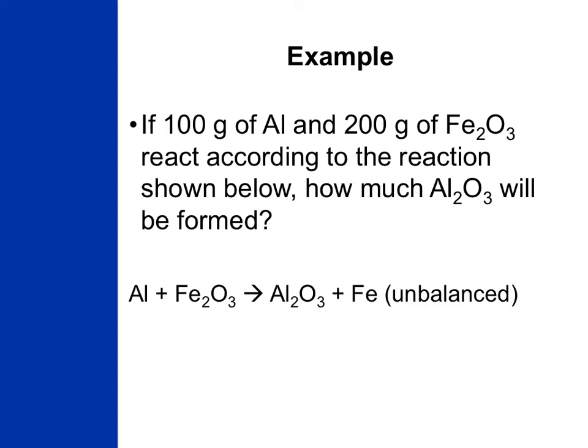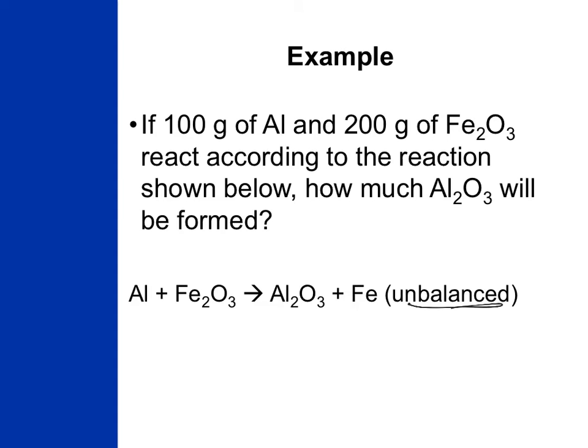Let's look at an example. If 100 grams of aluminum and 200 grams of iron oxide, according to the reaction shown below, react together, how much aluminum oxide will be formed? So we see that we have our reaction written out: Al plus Fe2O3 yields Al2O3 plus Fe, and a note that says that it's unbalanced. So the first thing we're going to do is check and make sure that this reaction is balanced.